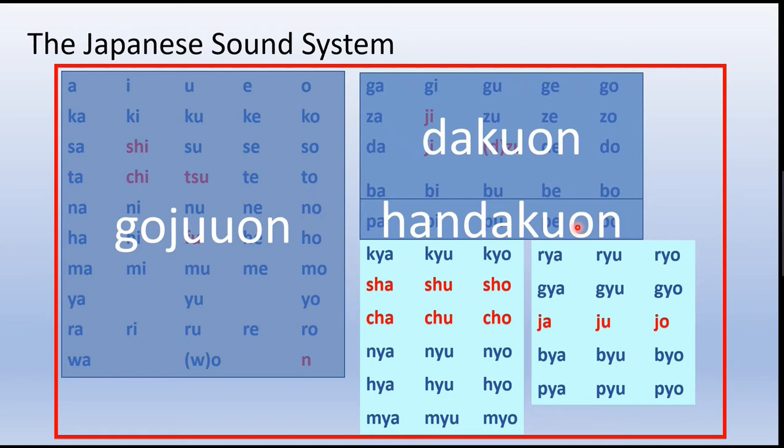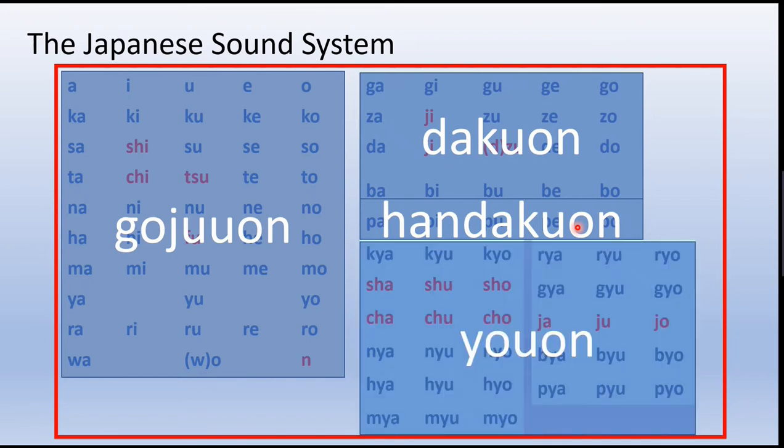And then we have the yuon, which are the blended sounds or composite sounds, which are formed by the consonant plus the i sound plus either ya, yu, or yo sound. That is kya, kyu, kyo, sha, shu, sho, cha, chu, cho, and so on. We will see each of these in detail in the upcoming slides.